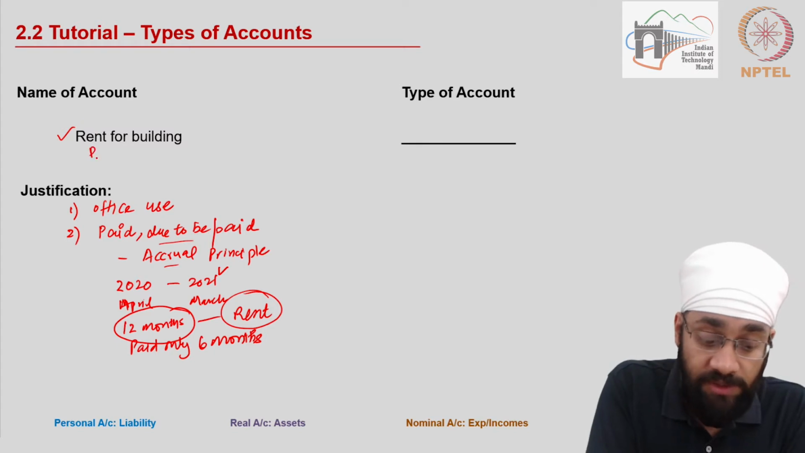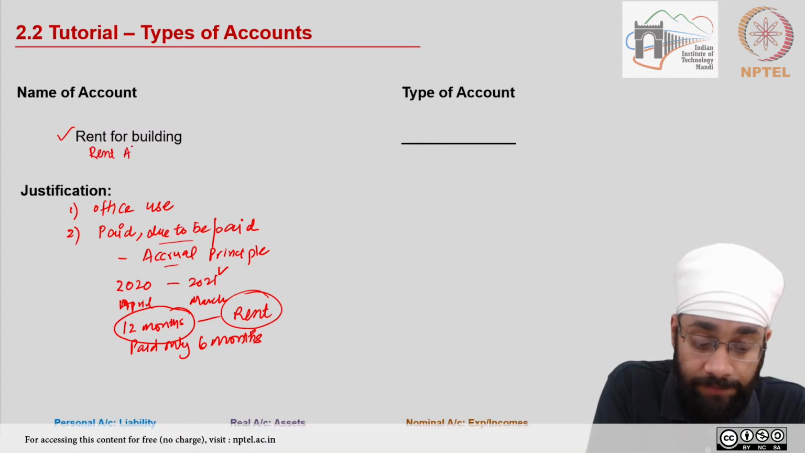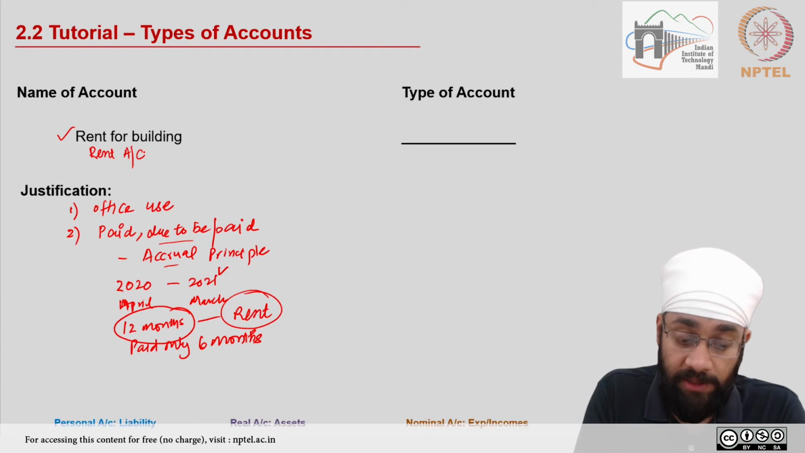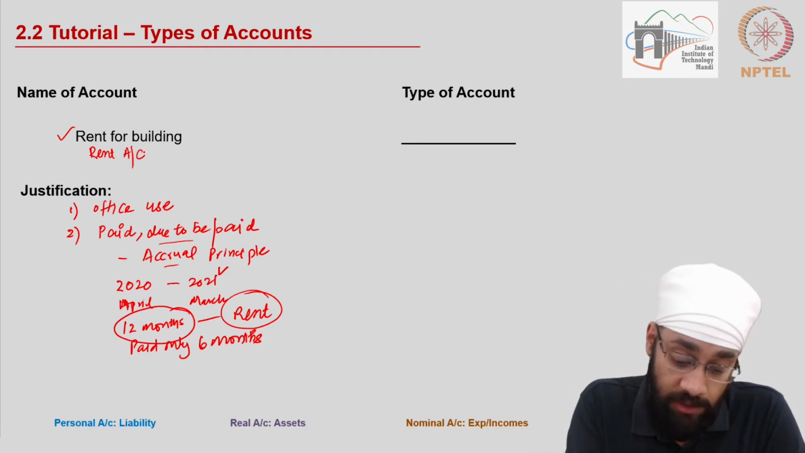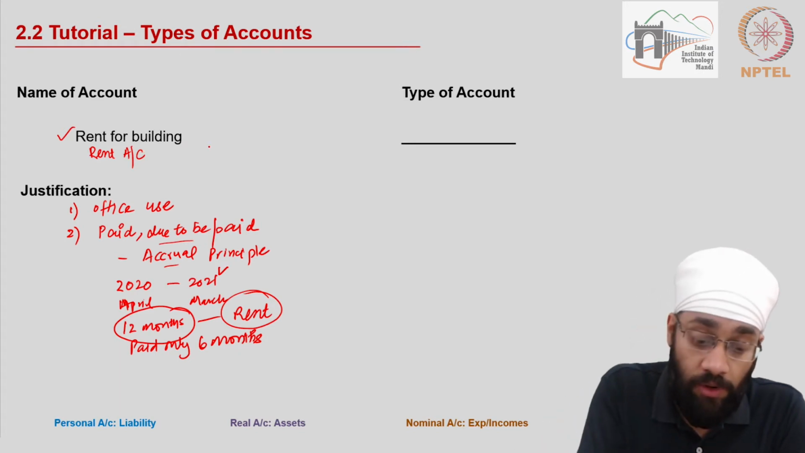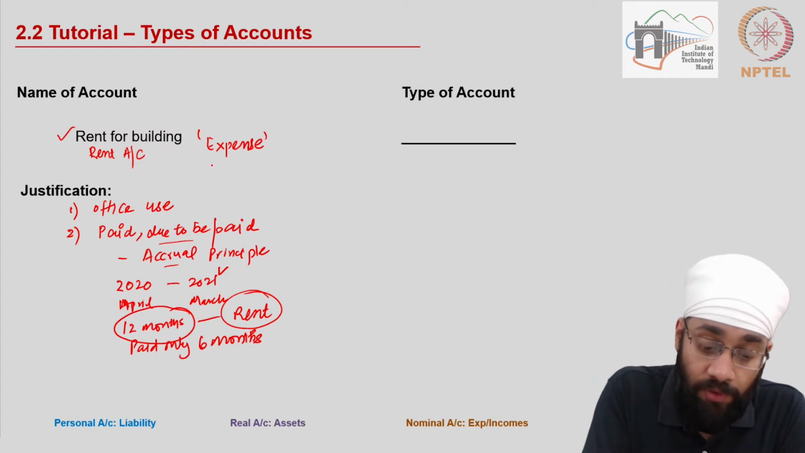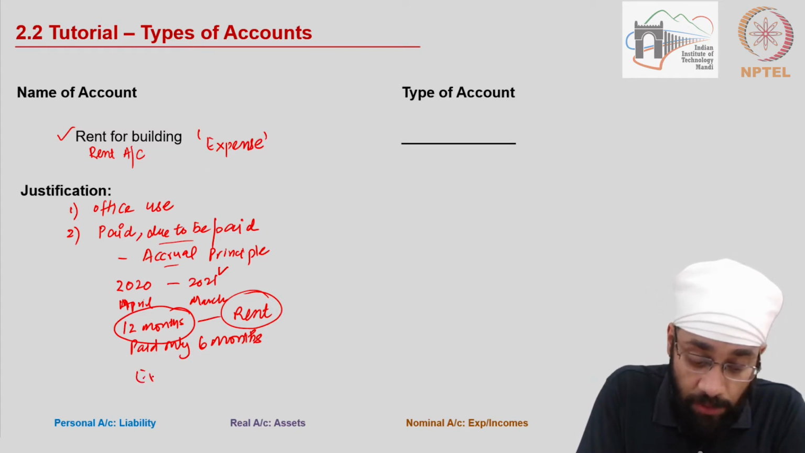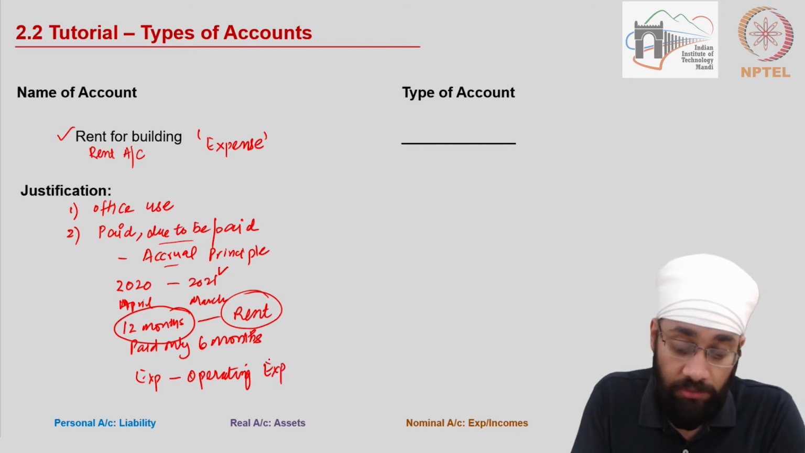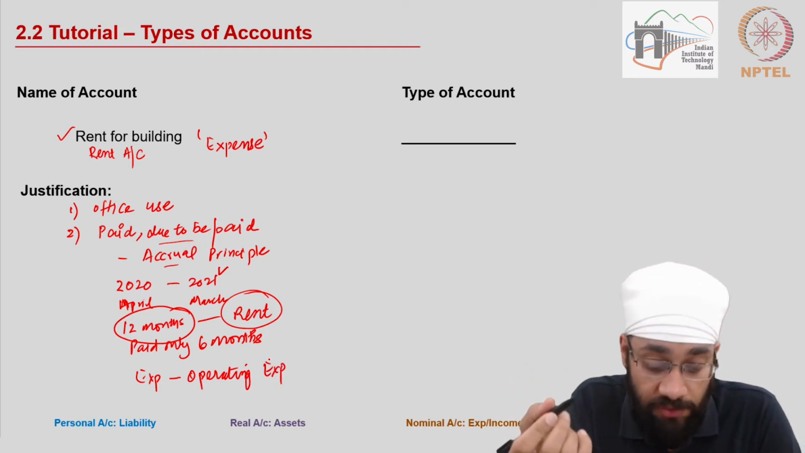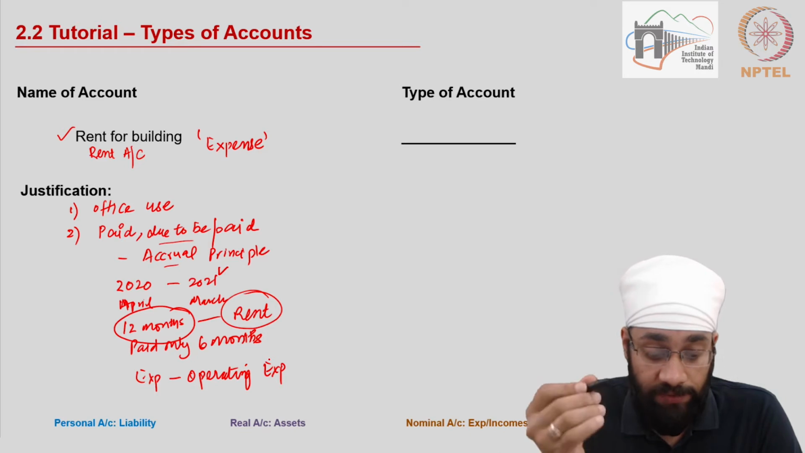So we're going to call this rent account, and it is going to help you generate revenue in the short run. It is an expense of the business. And also, if you want to further categorize it, this is operating expense. This is operating expense because this is for primary purposes in the business. You have to generate revenue, and for that you're using an office building.